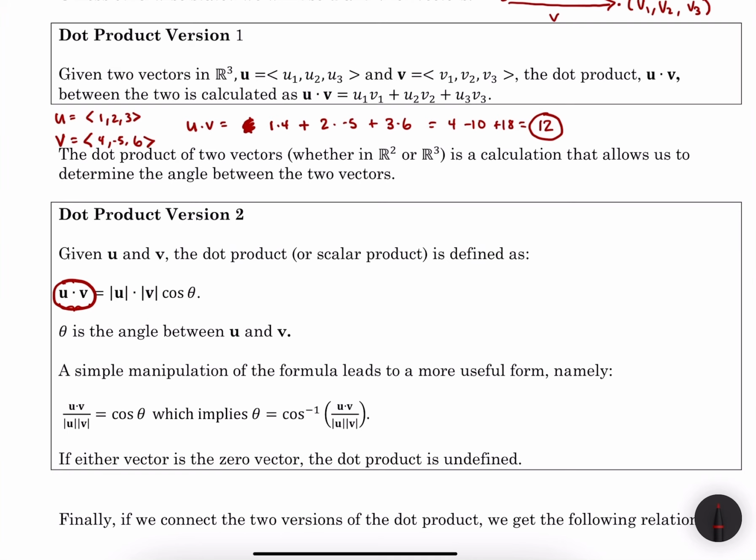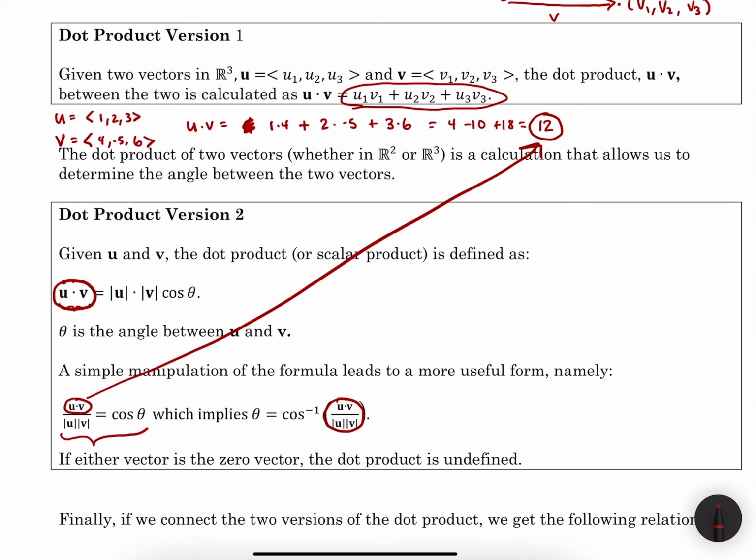and since we will always be able to find the magnitude of the two vectors if we have their components, then we can manipulate our formula to get u times v divided by the magnitude of u times the magnitude of v, and that's the cosine. And remember, in the numerator, that corresponds to this value of 12 that we were able to get by using this version of the dot product. And so, of course, once we know the cosine value, we can apply a cosine inverse to both sides, and we get that theta is actually the cosine inverse of that value.